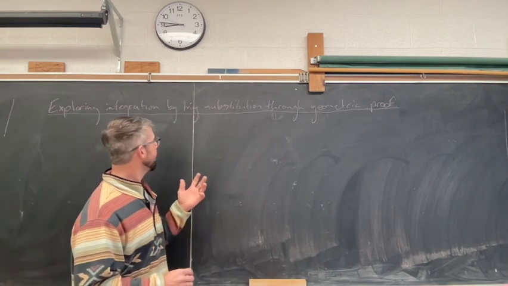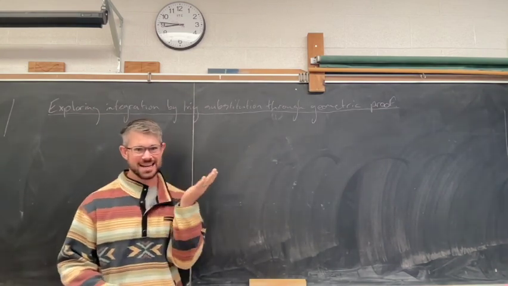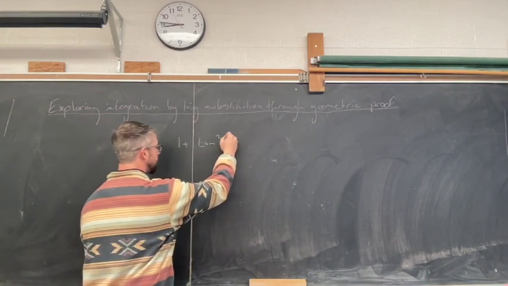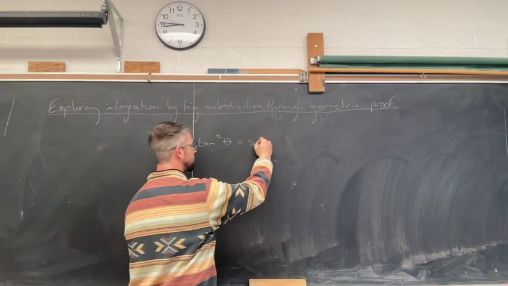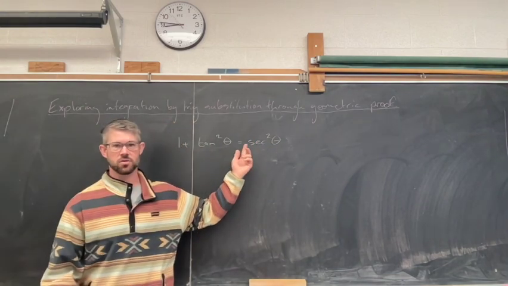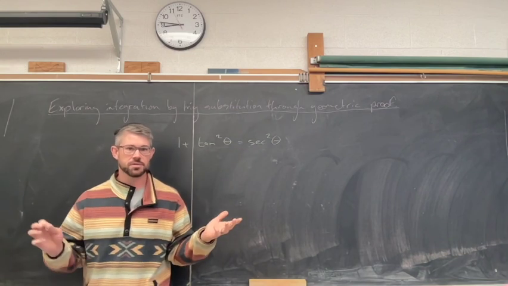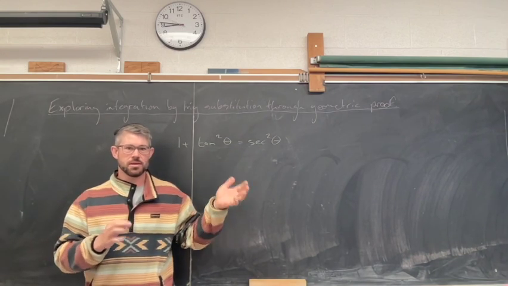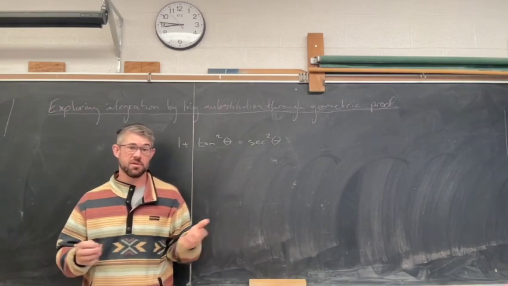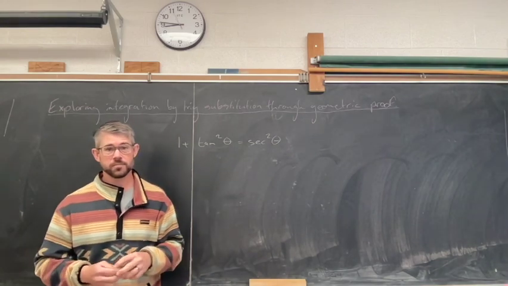I'm often asked, like, hey, wait, when am I ever going to need identities? Like, when will I ever need an identity like 1 plus tangent squared theta is equal to secant squared theta? Like, that seems like a pretty obscure identity. It relates to functions that have asymptotes. Like, how is this going to be useful in the real world? And you know, it's a great question. How is this going to be useful in the real world?